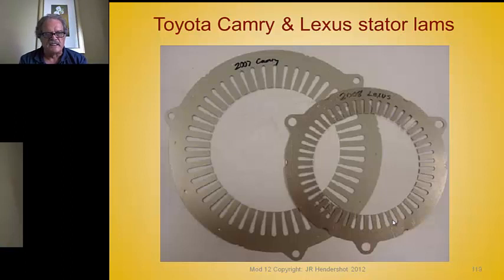Here's a couple of pictures. Here's a 2007 Camry stator and a 2008 Toyota Lexus stator. These come from the work at Oak Ridge Labs. They provided these for me, and as you can see, what's interesting is these all have round bottoms. They're permanent magnet IPM machines. They have round bottom teeth or round bottom slots, and the slots are tapered, and also on this one the teeth actually have a slight taper to them. Maybe both of them do.